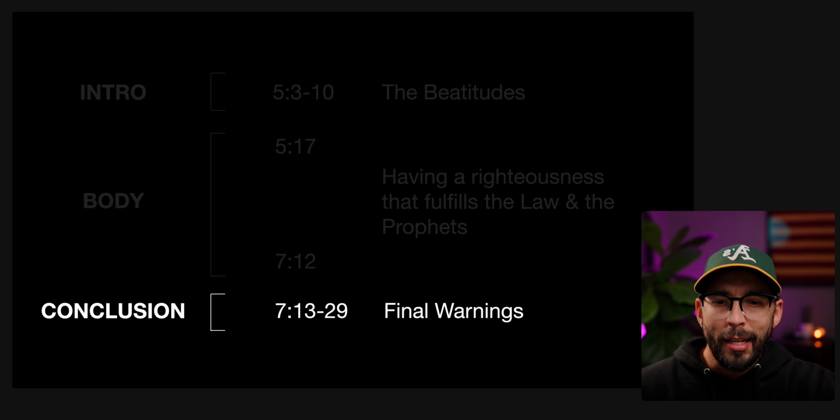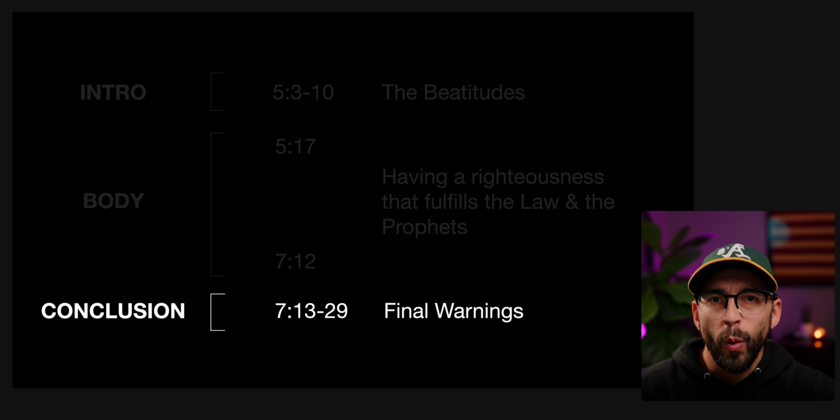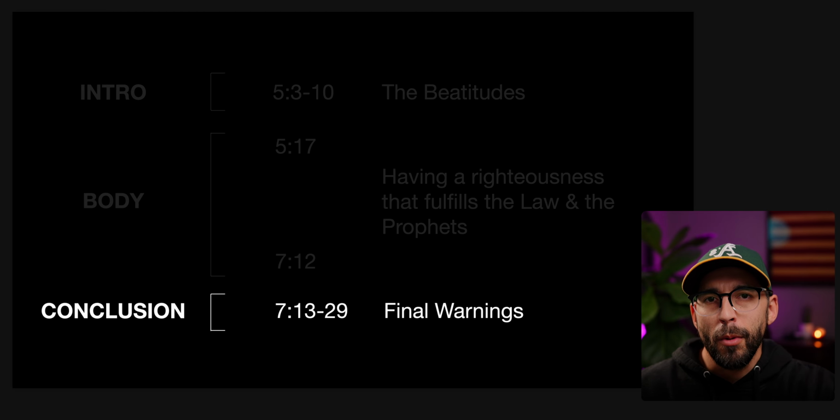Next, after that, in 7:13 to 29, we get three or four, depending on how you divide it up, final warnings. Basically, Jesus is saying it's super important you live out the Sermon on the Mount. Let me give you three or four examples, however you want to divide that, of why it's super important. And that's what the final warnings are, to motivate us to live out the Sermon on the Mount. So that's my really simple outline of the Sermon on the Mount.